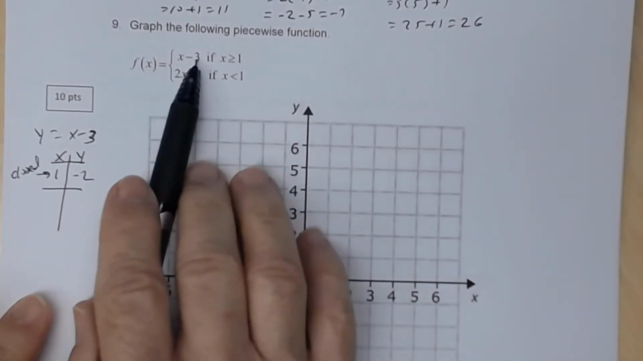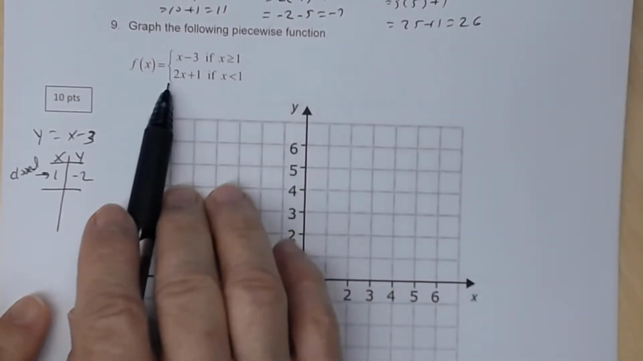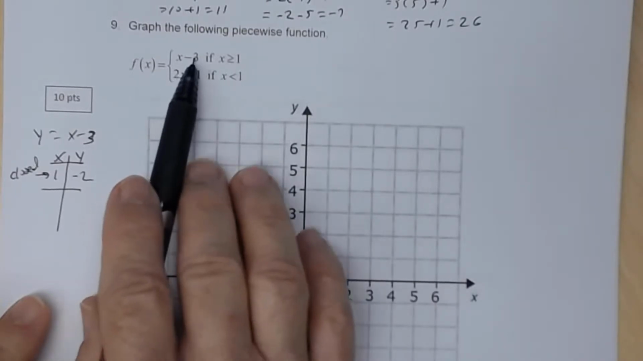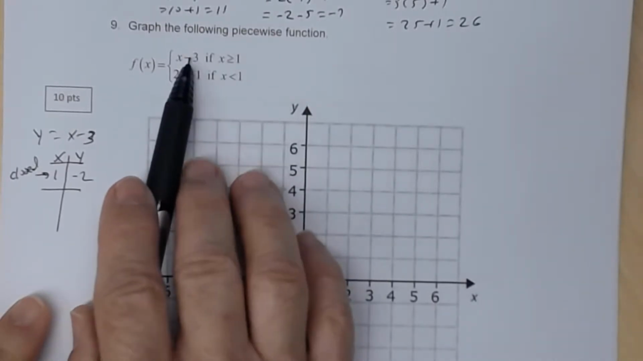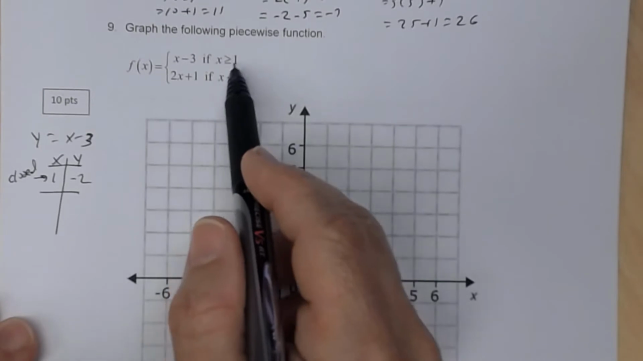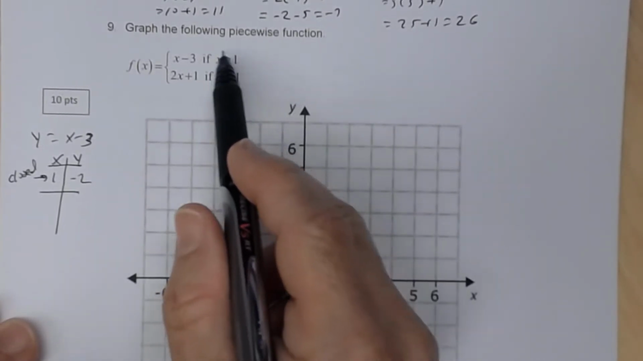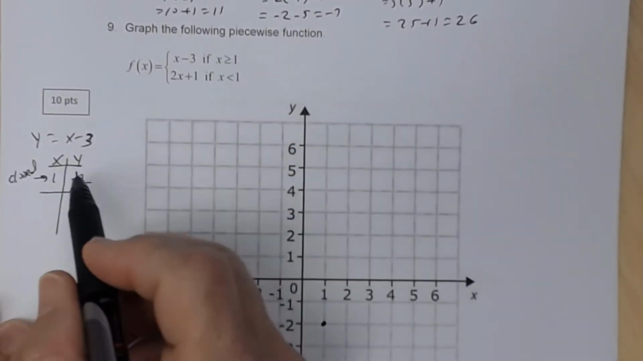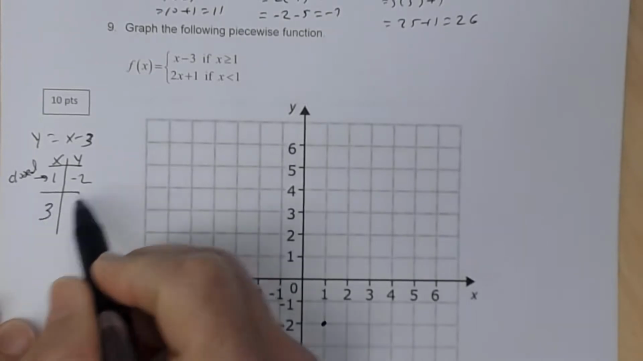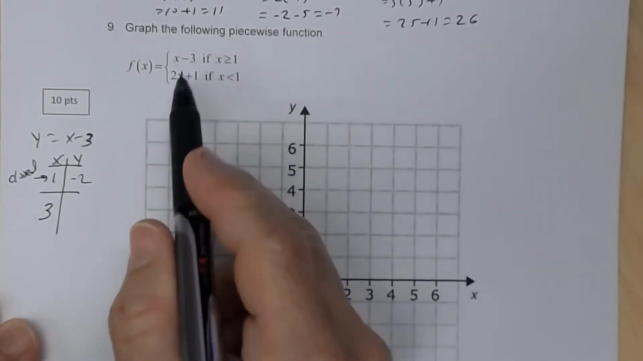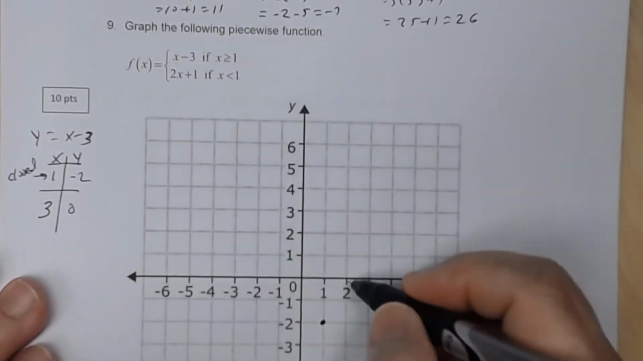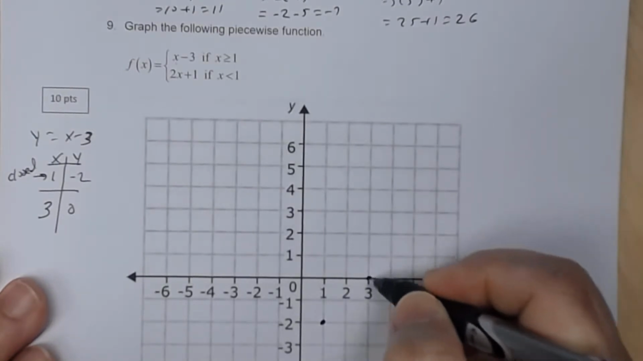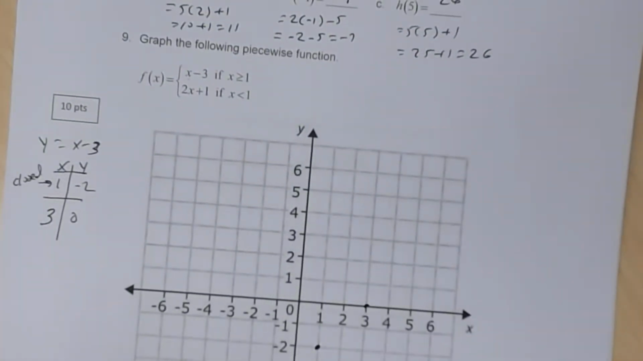Now remember, these are both linear pieces, so I just need one more point to graph the first one. I've got to use a number that's bigger than or equal to 1. So if x is, let's say, 3, I get 3 minus 3, which is 0. So I plot the point 3, 0, which is here. Then I graph the line.